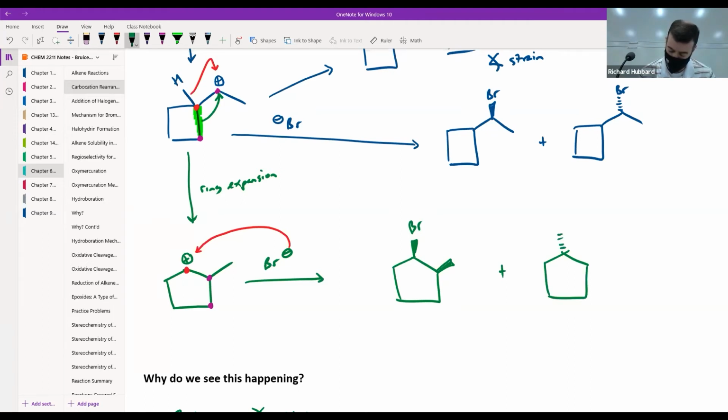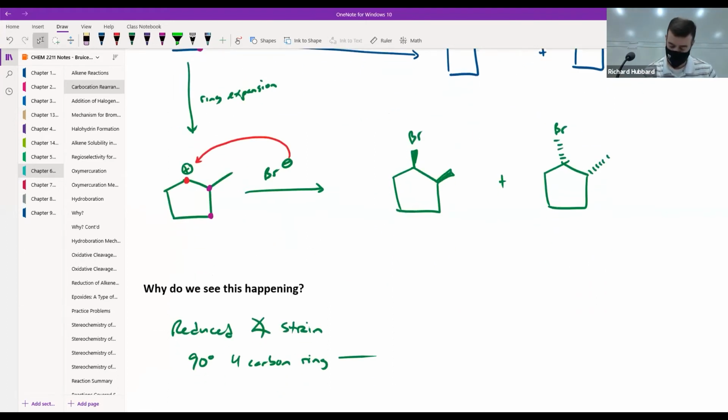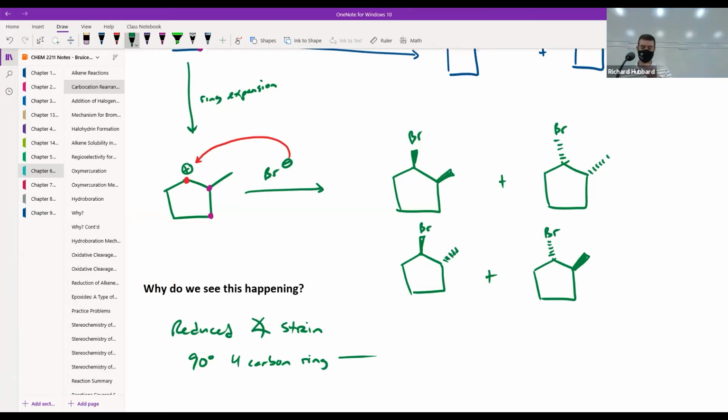We could also have dashed. Then we could have wedge and dashed, or dashed and wedged. So this is just going through all the possible combinations. So that has some consequences, obviously.